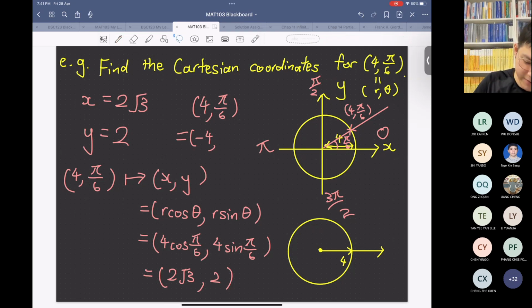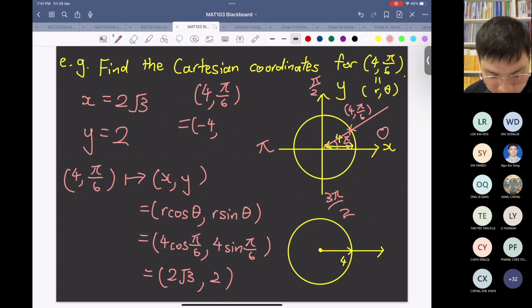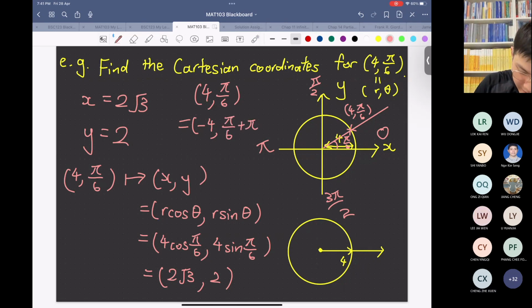Anyone have any idea? Pi over 6 plus pi. Yes, pi over 6 plus pi. Why? Because if I extend this line here in the opposite direction, I need to compute what the angle here is first.